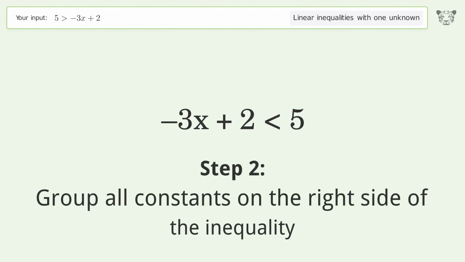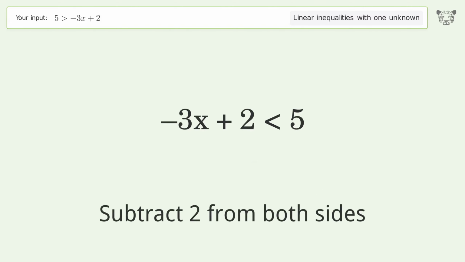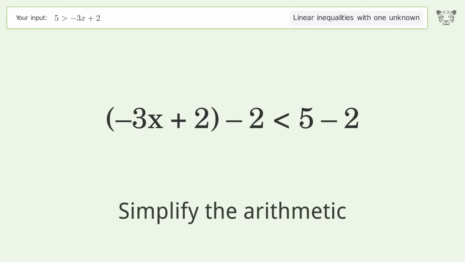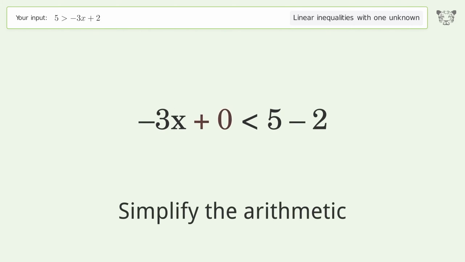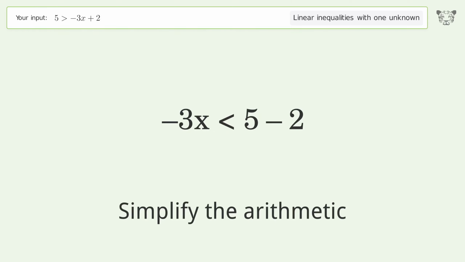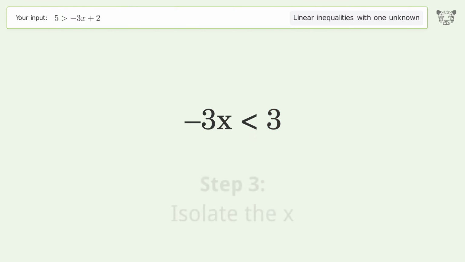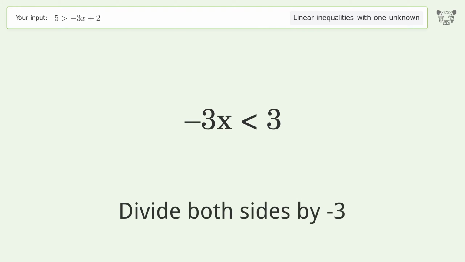Group all constants on the right side of the inequality. Subtract 2 from both sides. Simplify the arithmetic. Isolate the x. Divide both sides by -3.